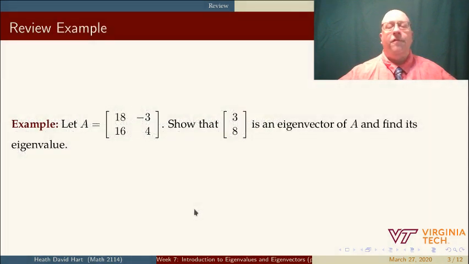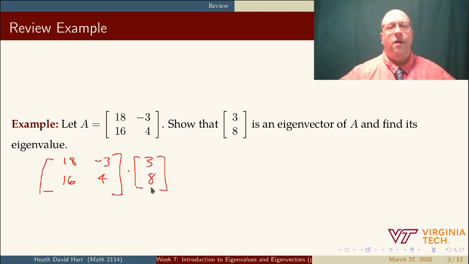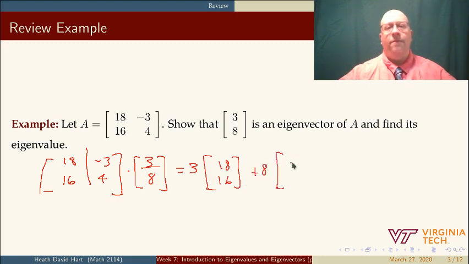So let's try a couple of examples. If this is my matrix A, we want to show that (3, 8) is an eigenvector of A. So we're going to figure out what happens when we multiply [18, -3; 16, 4] times (3, 8). We've got to apply the column rule. So we get 3 times the first column and 8 times the second column.